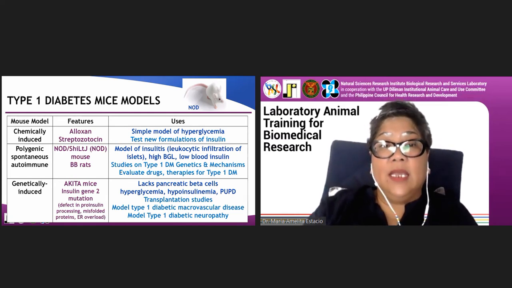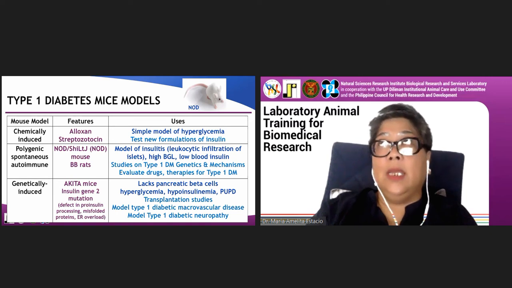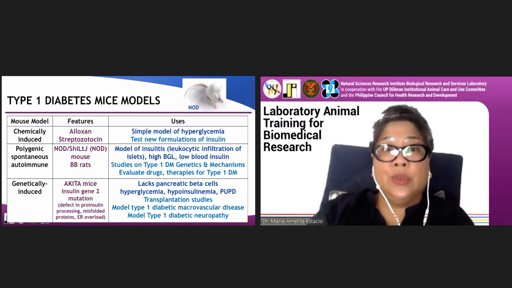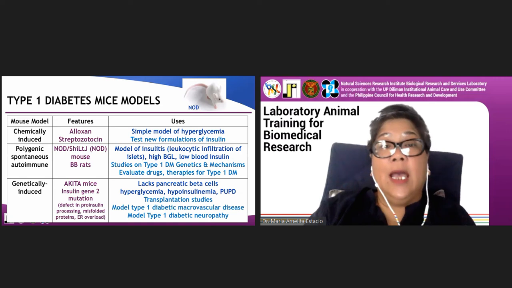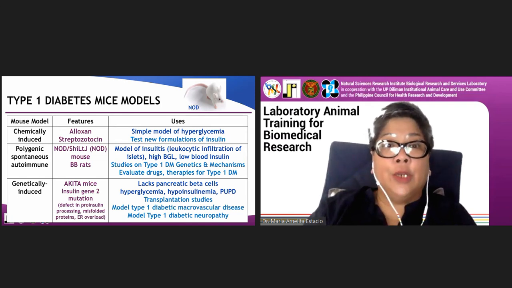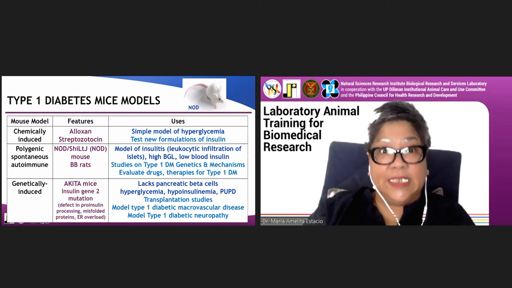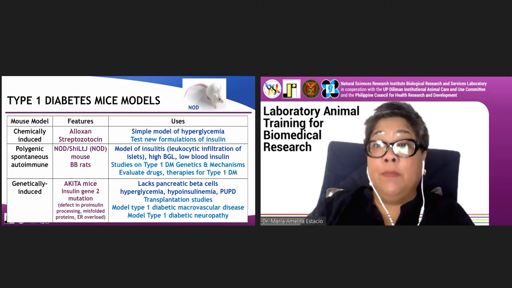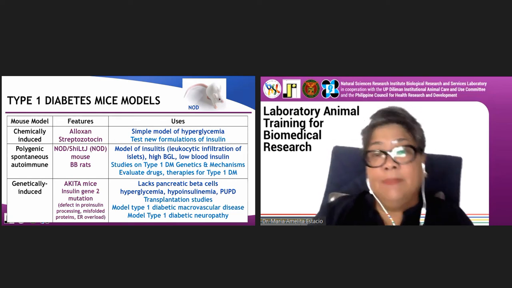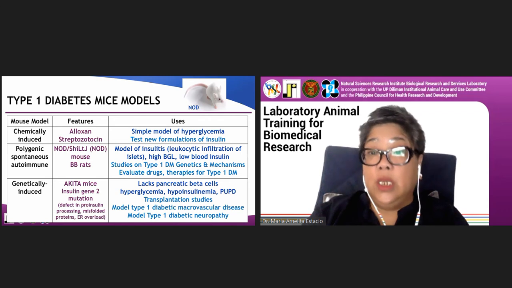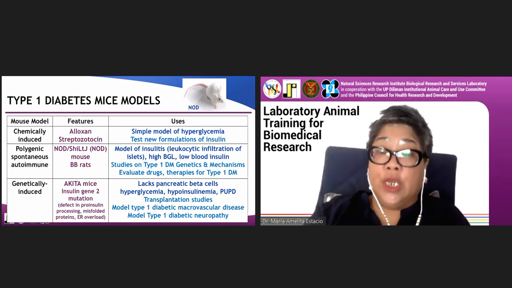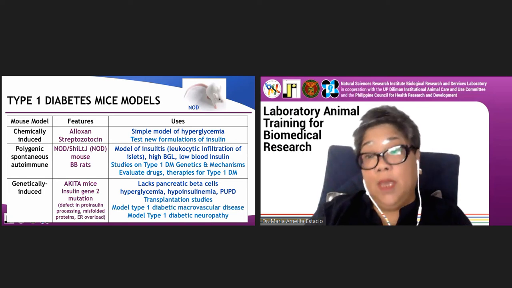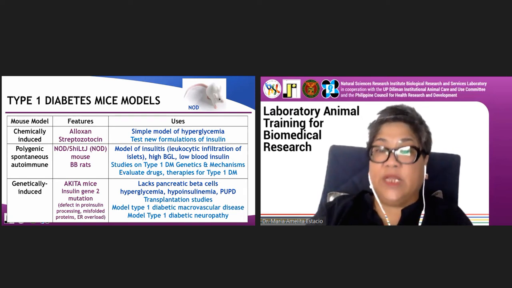Now, remember that this chemically or pharmacologically, or you call it iatrogenically induced diabetic model, is a replicate of type 1 diabetes mellitus because you are practically destroying a larger population of the pancreatic beta cells when you give alloxan or STZ. It's a very simple model of hyperglycemia, and this is the model that is usually used if there are new formulations of insulin that are coming out in the market.